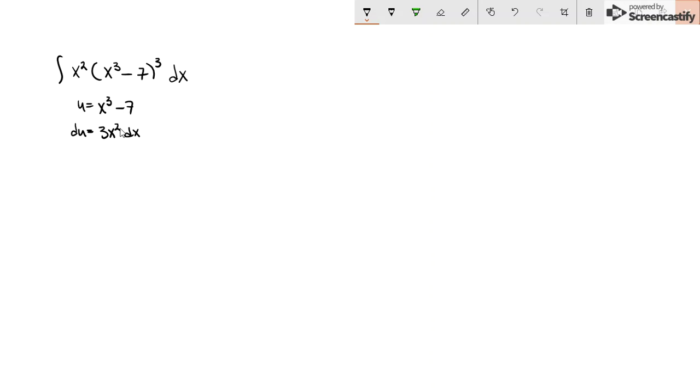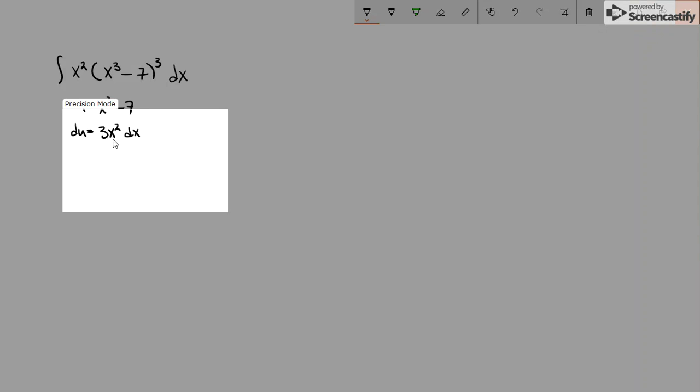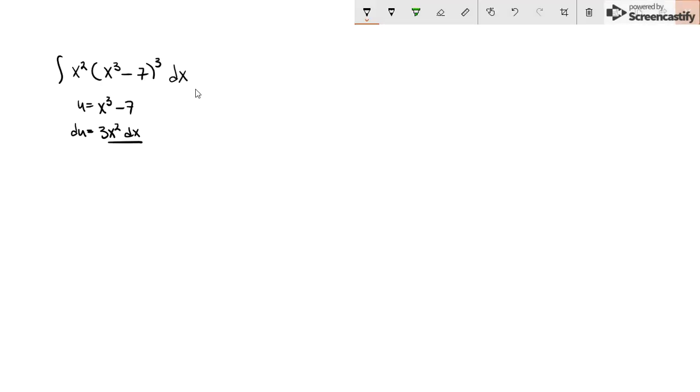So what you would do is you're going to replace your function with these, u and du. So instead of your integral being a function of x, it's going to be an integral of u. So this over here, you notice this x squared dx? This is why u substitution is so amazing. There's an x squared dx over here.